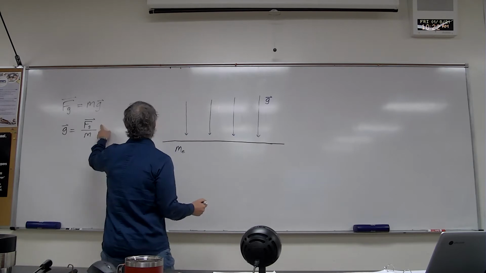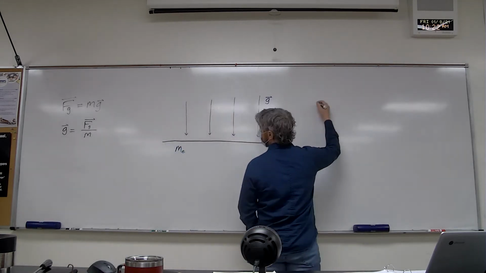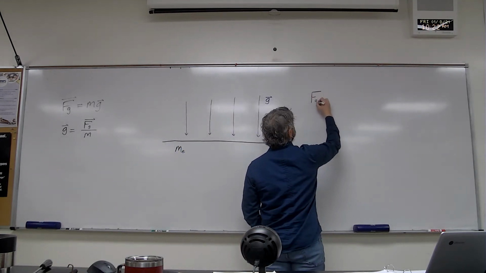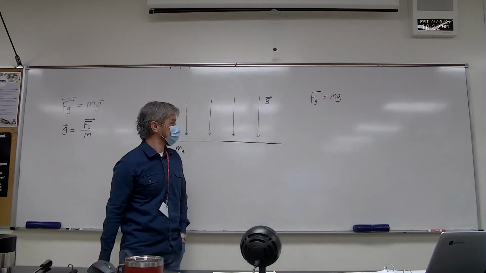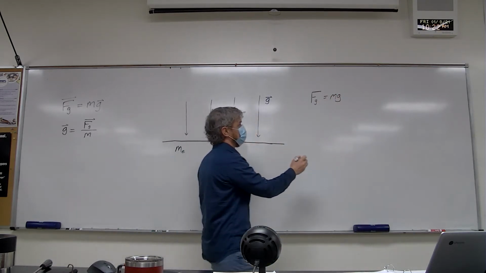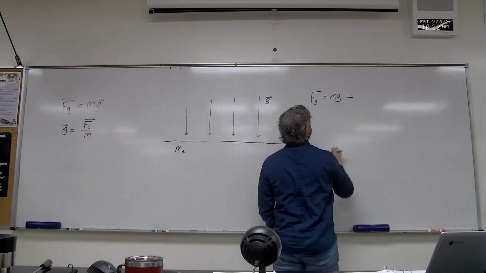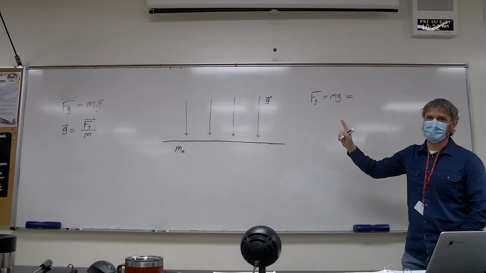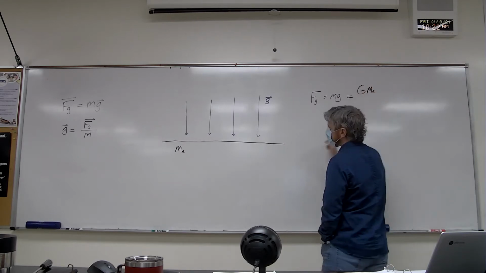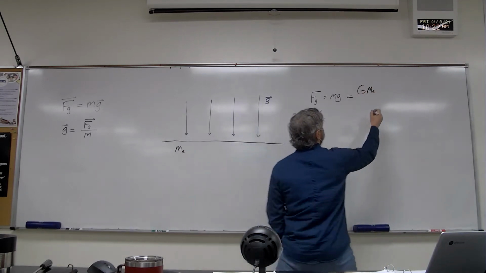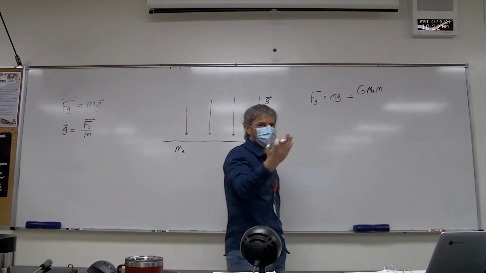So I know that the gravitational force, let me write it this way. Let me write the force of gravity is equal to mg. Right, let's just talk about the magnitudes for now. So just consider the magnitudes. Well, I also know that the force of gravity at the surface of the Earth is equal to big G times the mass of the Earth, this guy, times the mass of whatever object we put within the field.